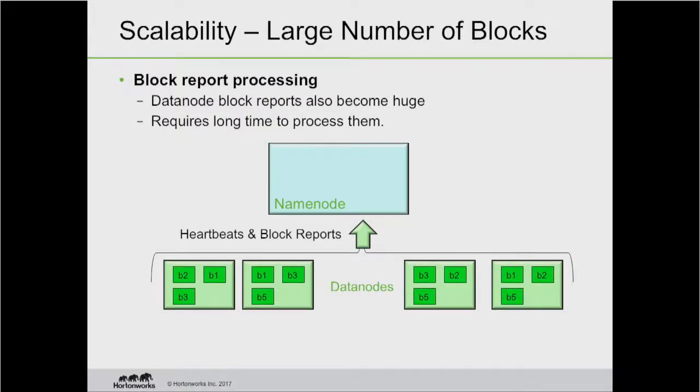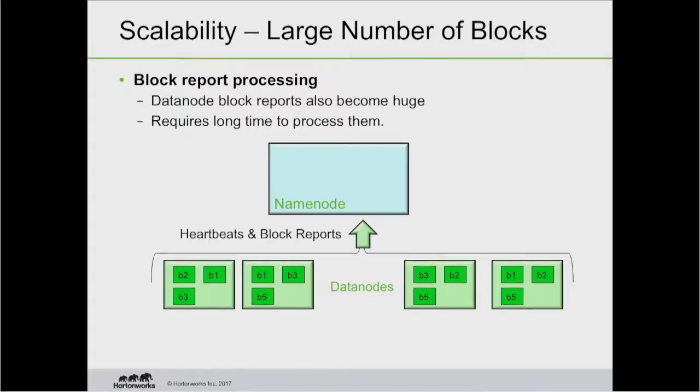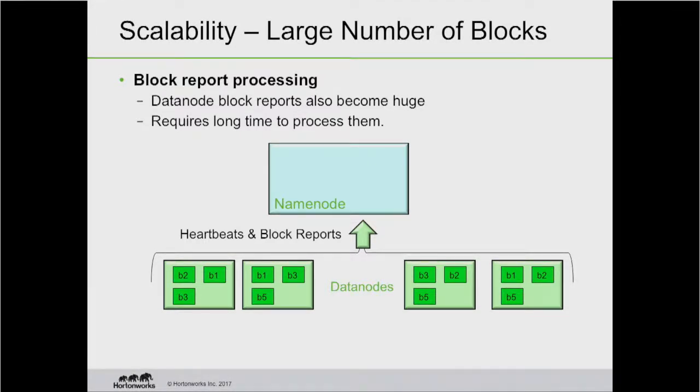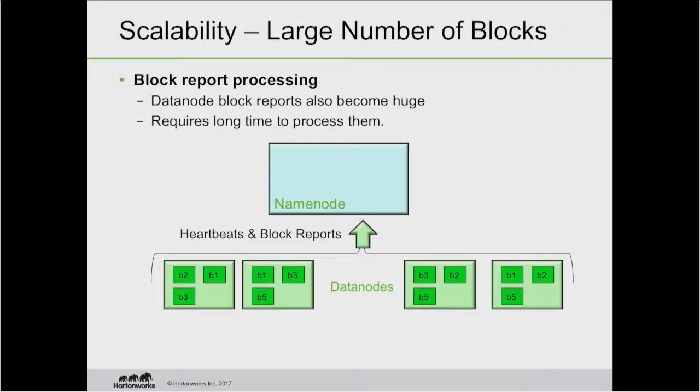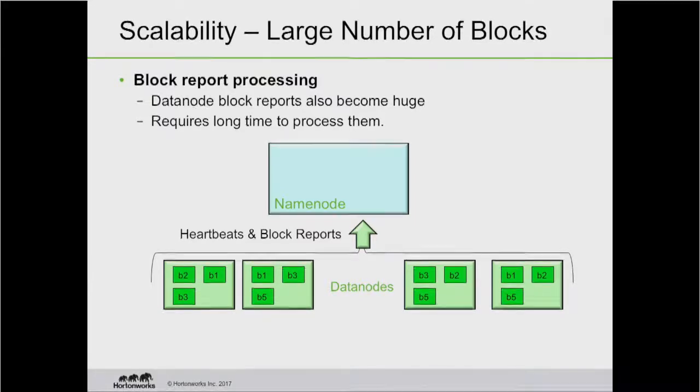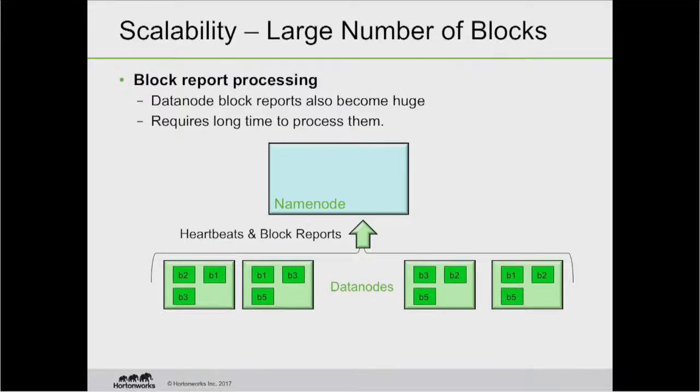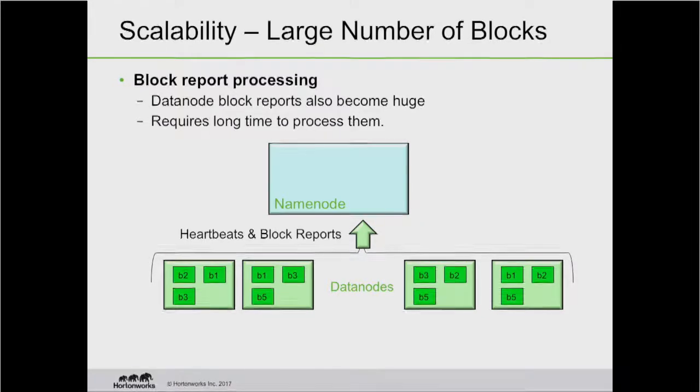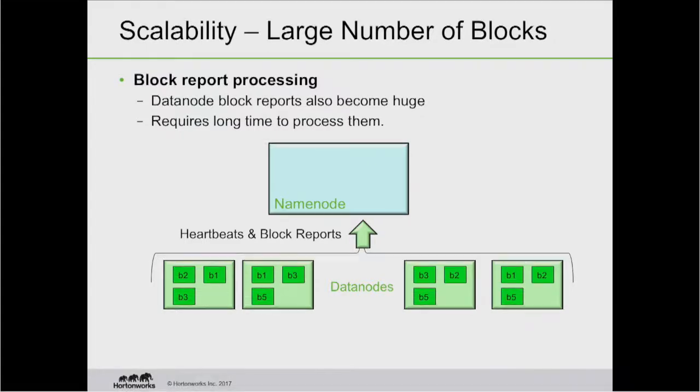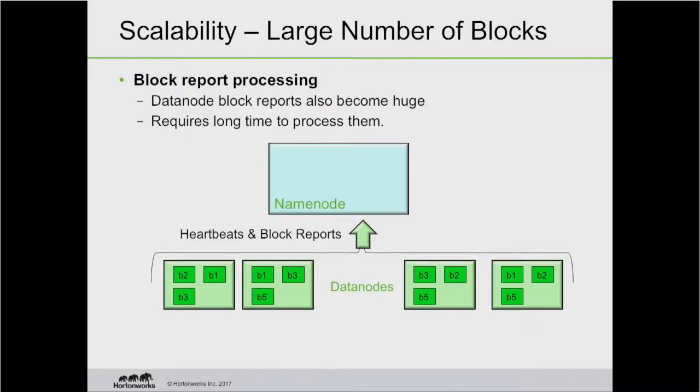Another scalability issue is totally related to the block storage. The biggest pain here is about the block reports, and there are two types of block reports. The first is the full block report. The full block report means that every couple of hours, or when you start the whole cluster, every data node will send all the block information stored on that data node to the name node. In the past, all the information was sent by one RPC, and currently we can separate the full block report into multiple RPC messages.